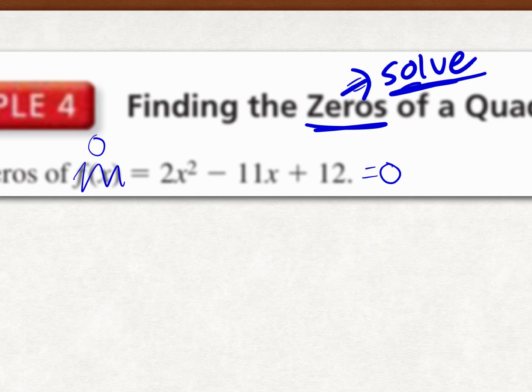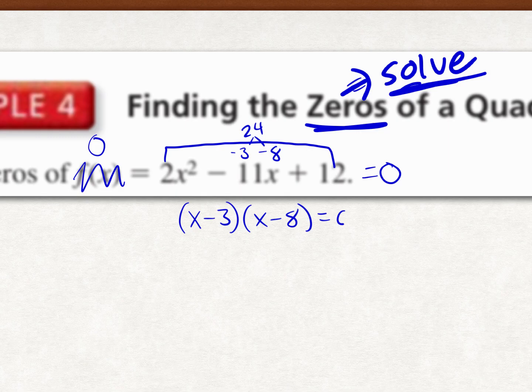So always check and see if you have a GCF. Here we do not. All 3 of these numbers are not divisible by the same thing. So we start by multiplying the first times the last. So 2 times 12 is 24. Two factors of 24 that add to negative 11 would be negative 3 and negative 8. So in my parentheses, I have x minus 3 and x minus 8. Whenever we start with multiplying, we have to remember to go back in and divide. So that 2 is going to go in front of the x because we can't simplify there.